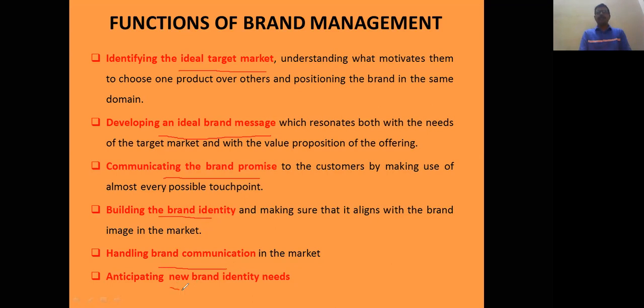Next one is identifying the needs. The needs of the target market must be identified, and based on that, the attributes of the brand need to be planned. These are what are called the functions of brand management.